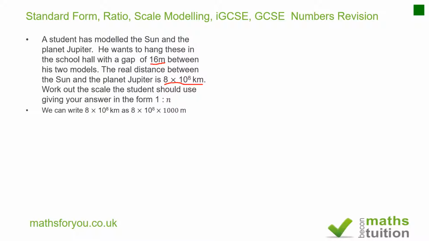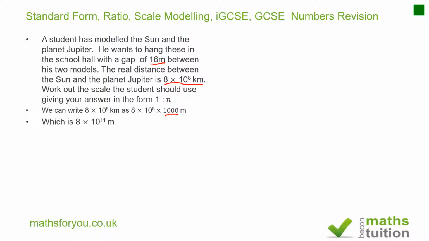So we then end up that the actual distance between the Sun and the planet Jupiter is 8 times 10 to the power 11, because when you multiply, you add indices, so you add 8 to 3, the 3 coming from 10 to the power 3. Okay, so the actual distance between the Sun and Jupiter is now 8 times 10 to the power 11 meters.